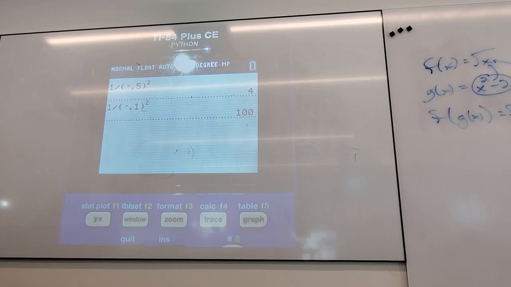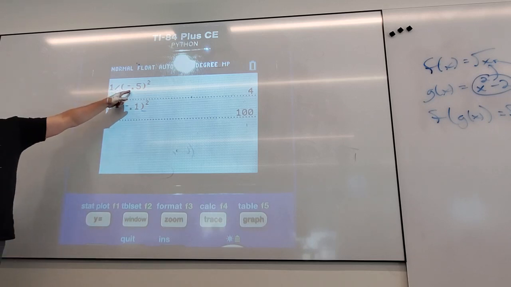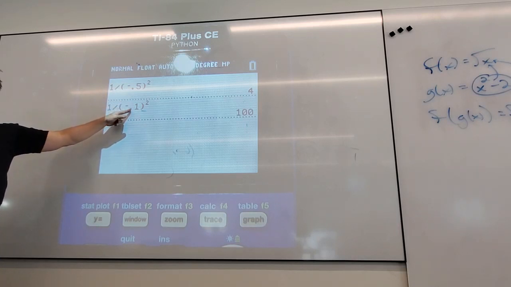And that's seen as just the domain, the x values. Here's the domain, right? Negative 0.5 to negative 0.1. But that's an x and y value as well.